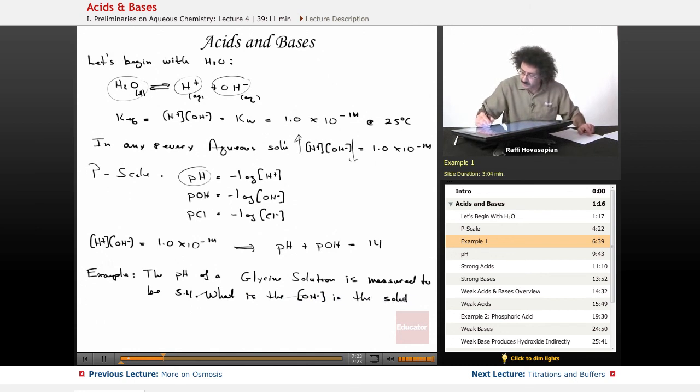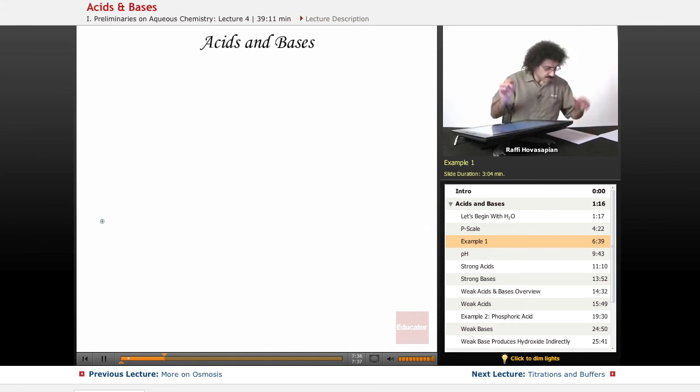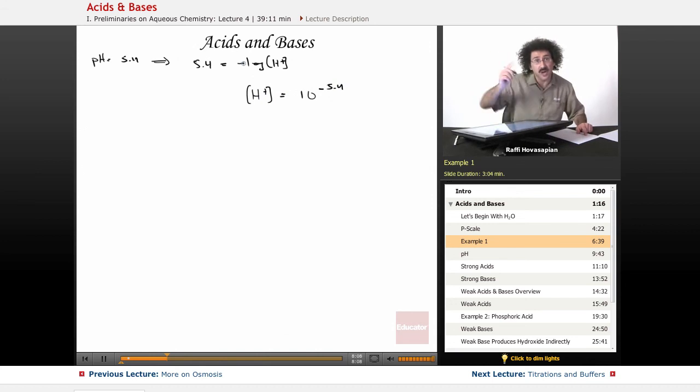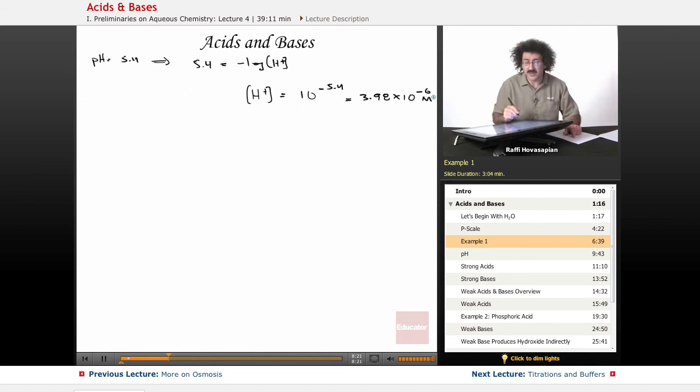Okay. Well, nice and easy. We just use this right here. That's our basic relation. So, okay, the pH. So if the pH of our solution is equal to 5.4, well, that implies that 5.4 equals negative log of the hydrogen ion concentration. That's the definition, right? So let's go ahead and take the anti-log, okay, raise it to the power. That means the hydrogen ion concentration is equal to 10 to the negative 5.4, right? Move the negative sign over, anti-log, just take 10 to that particular power. And when we do that, we get 3.98 times 10 to the negative 6 molarity.